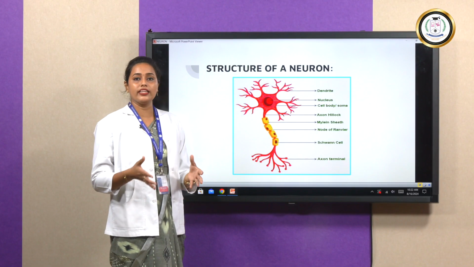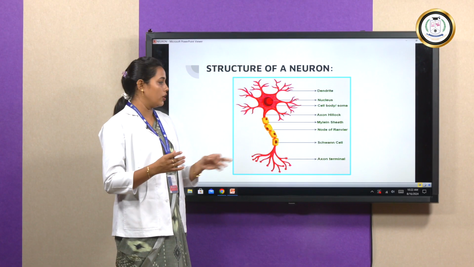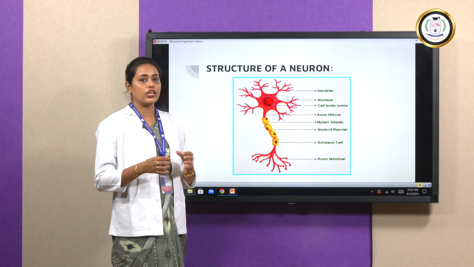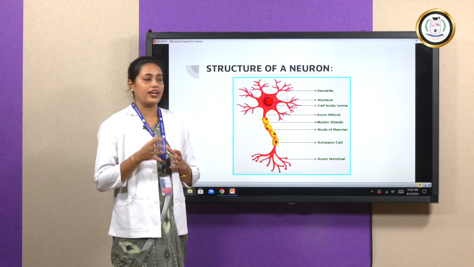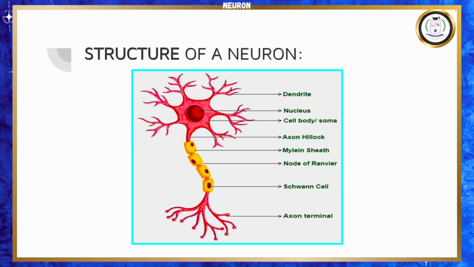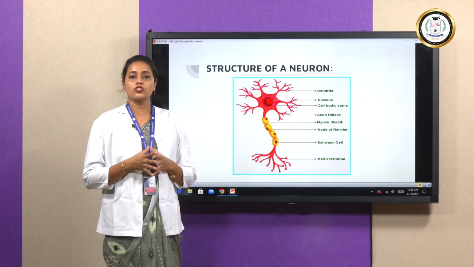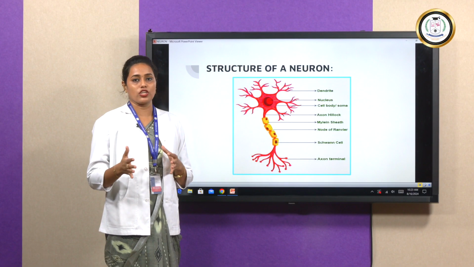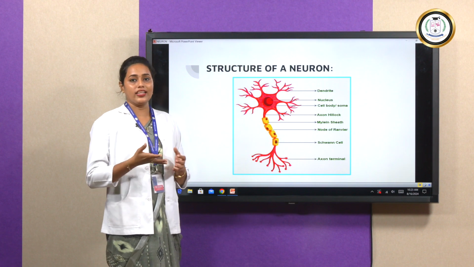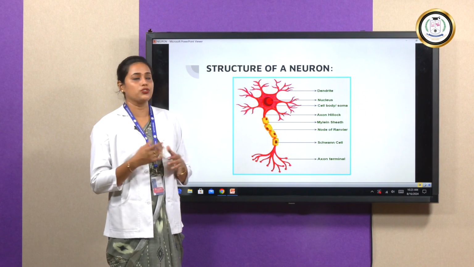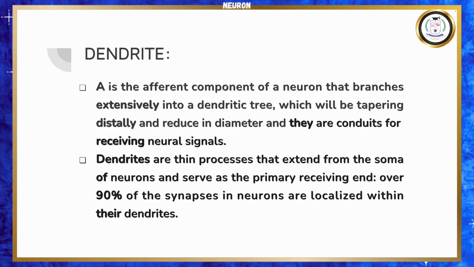And we have the myelin sheath which is covering the axon. In between the myelin sheath, we have some specific nodes which are called nodes of Ranvier. And again, on the myelin sheath, we have a special type of cell called Schwann cells. And this axon will have a finger-like projection at the end which is called the axon terminal. So, let's discuss each structure individually. To get started, we'll start with the dendrite.